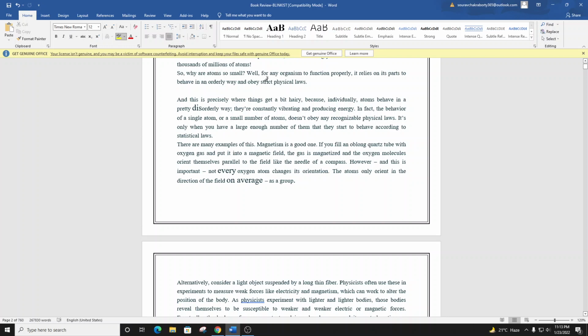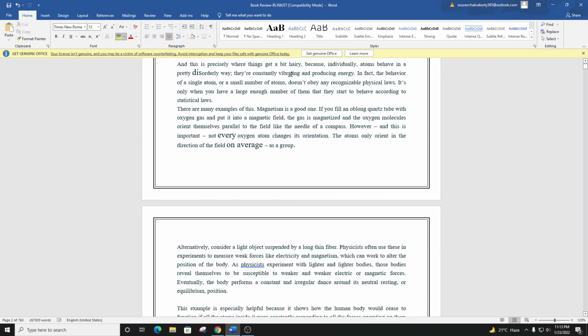Well, for any organism to function properly, it relies on its parts to behave in an orderly way and obey strict physical laws. And this is precisely where things get a bit hairy because individually, atoms behave in a pretty disorderly way. They're constantly vibrating and producing energy. In fact, the behavior of a single atom or a small number of atoms doesn't obey any recognizable physical laws. It's only when you have a large enough number of them that they start to behave according to statistical laws.